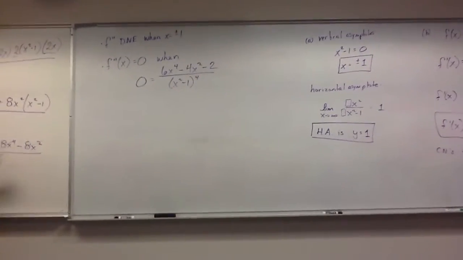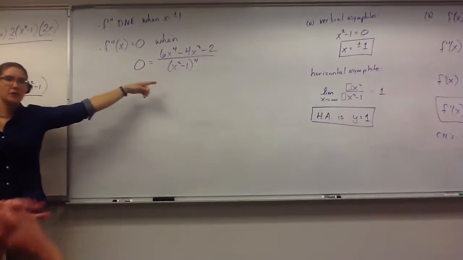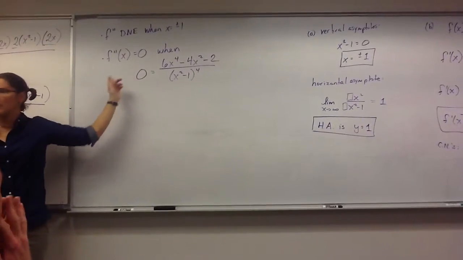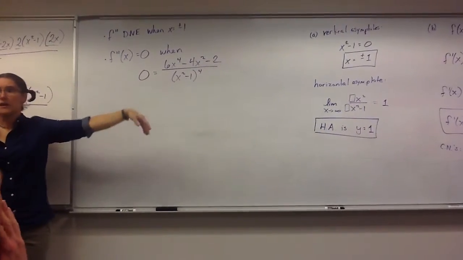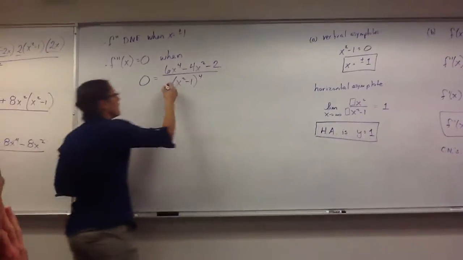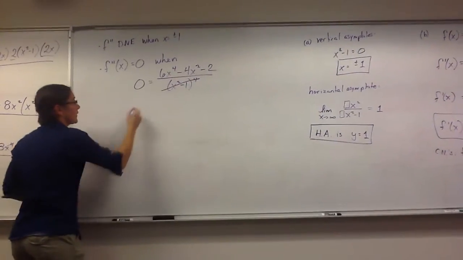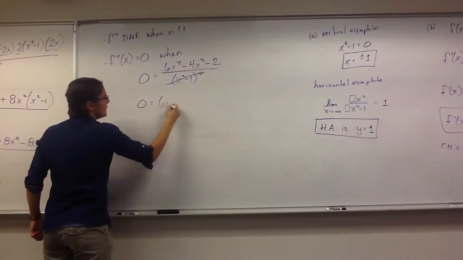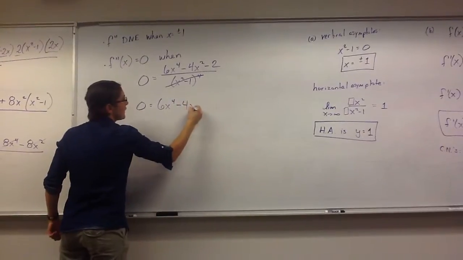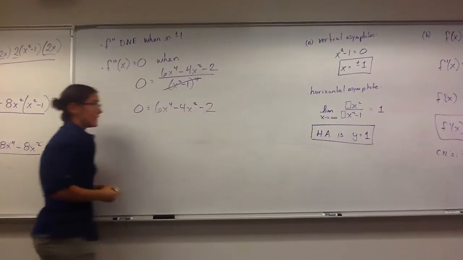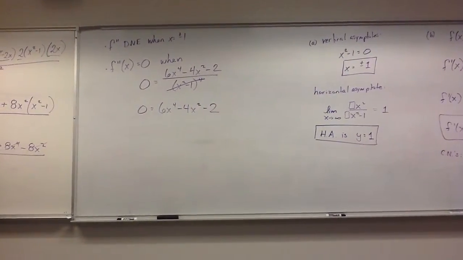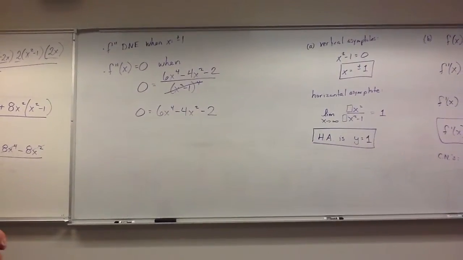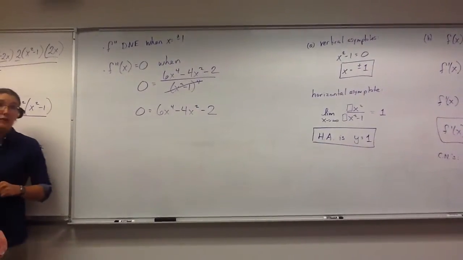Alright, so setting this whole thing equal to 0, the first thing I can do is clear out that denominator. I can multiply both sides by the denominator, and it's going to knock that denominator out of the park. And so we have 0 is equal to 6x to the fourth minus 4x squared minus 2. And this is a degree 4 polynomial that we are trying to factor.